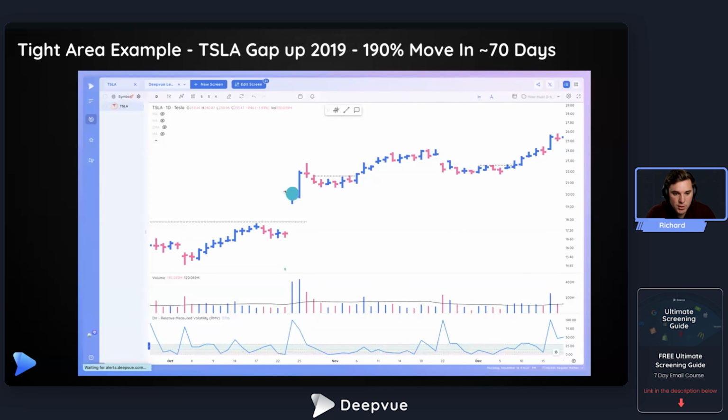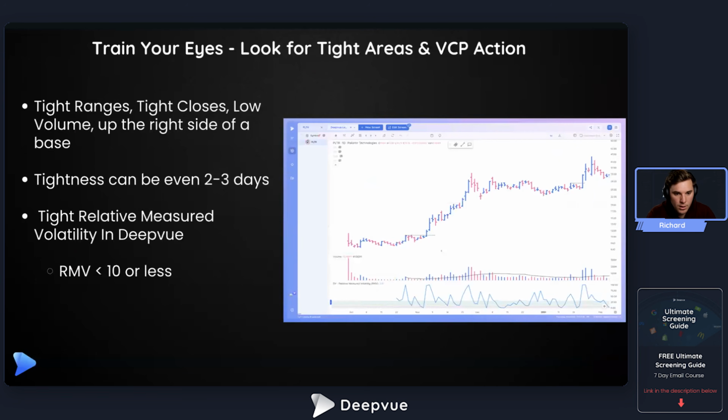But definitely after these earnings gaps, you can use RMV again to look for those tight areas, and you can experiment with changing the number of days again from maybe 15 to 5 because this gap up is hugely volatile, and it maybe will skew some of the price action values and the RMV values after that. So if you switch it to 5 after an earnings gap, you can maybe see tightening a little bit more clearly. But definitely this can be very useful in also identifying this type of pattern in addition to the more classic base type VCP. All right, so train your eyes, look for tight areas in VCP action.